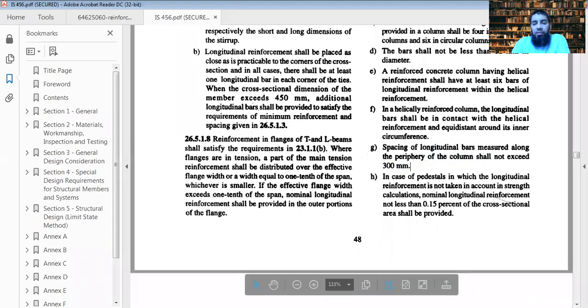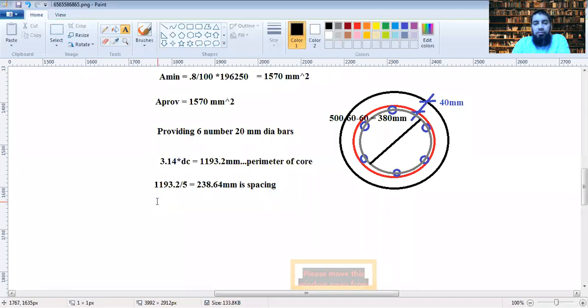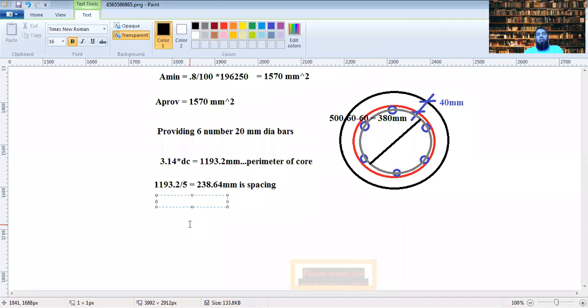So you can provide it within the perimeter. Someone is asking about 2 pi r. This 2 pi r is pi d. So here you can limit it within 300.